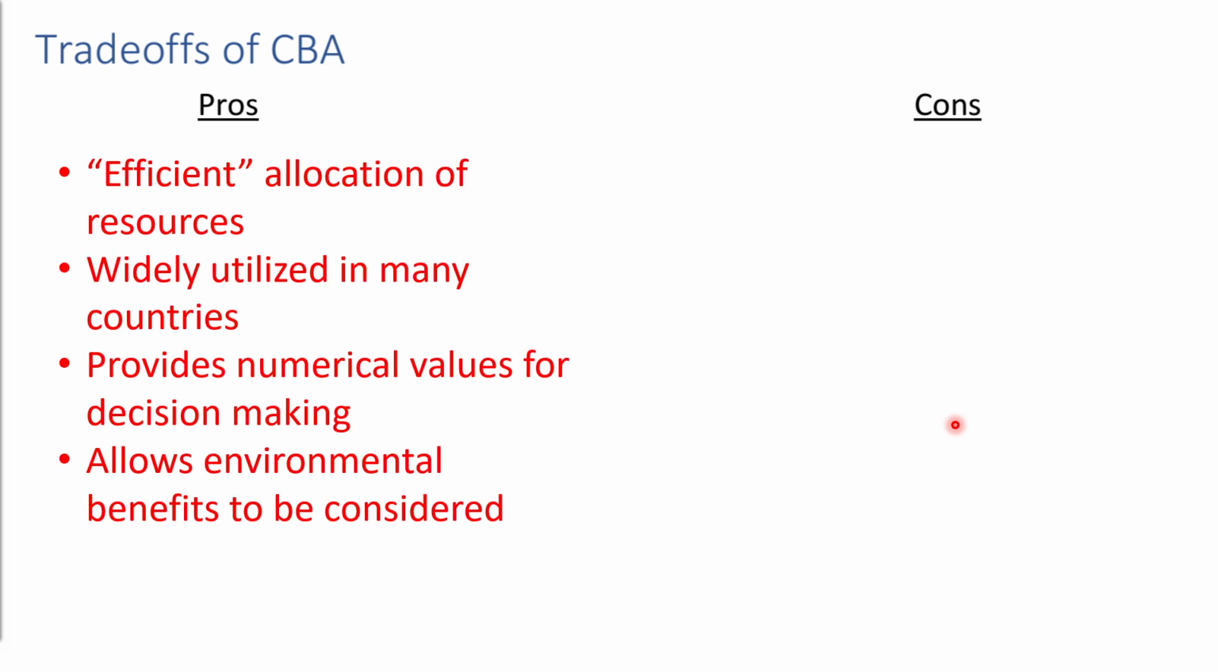Okay. So last few words: cost and benefit analysis. It is an efficient allocation of resources. I put efficient in quotes because efficiency relies on the correct information being passed through and utilized. Second, a pro is that it is widely utilized in many countries, so it is a common language. It is a common language because it provides numerical values for decision making. So it's easy. It's widely accepted, from the local to the national government level.